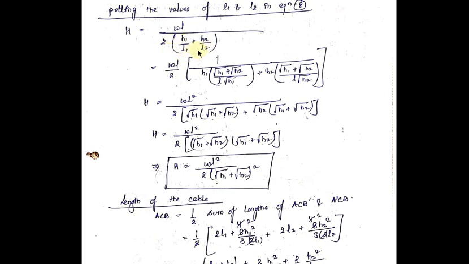Now putting the values of L1 and L2, after putting the values, rearranging and solving, we will get the value of the horizontal thrust, which will come out to be WL square by 2 into bracket H under root H1 plus under root H2 whole square. Now in the next lecture, we will see how we find the length of the cable when the supports are at different levels.